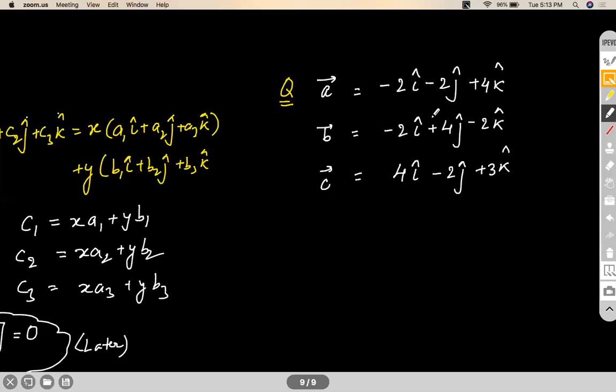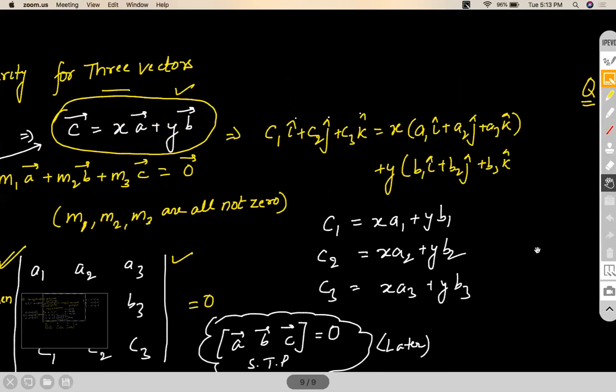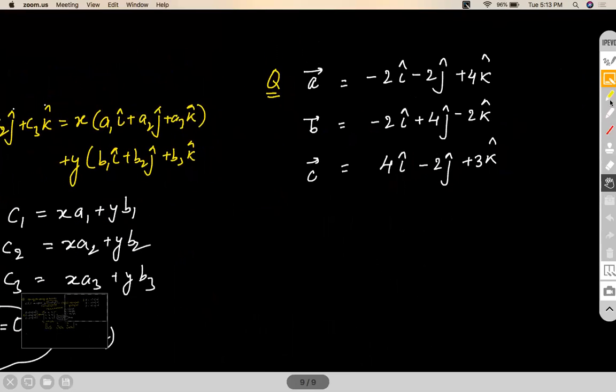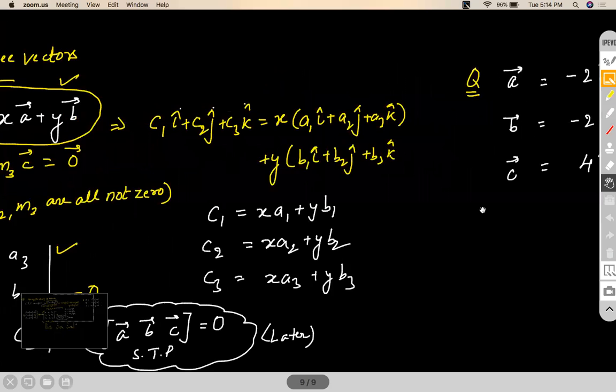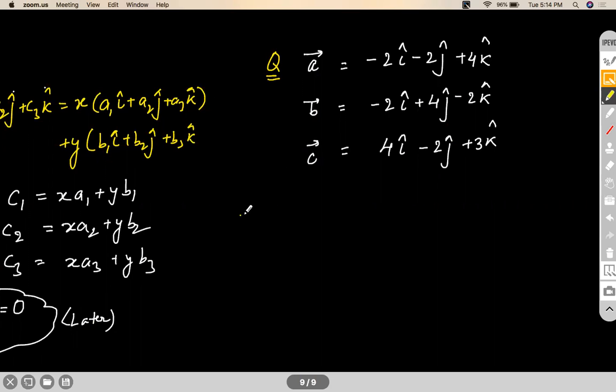Okay. Now I'll show you both the ways. I'll show you the determinant way also, and I'll show you this way also. Okay. So let me show you the first way first. So what do I do? I take any one of the vectors and try to express it as a linear combination of the other two. Now, it doesn't mean that I have written C as XA plus YB, then you'll always go for whichever is the last one as a linear combination of the other two. You can take in any fashion you want. So let me do one thing. Let me write A as a linear combination of B and C.